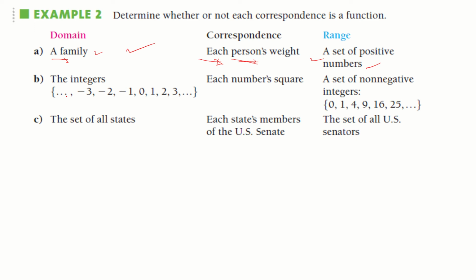The integers, and taking their square, is obviously defining non-negative integers. Right? So it is also defining a function. The set of all states, and each state's member of the US Senate, and the set of all US senators. So you see from all states, every state has a Senate member, and then we have the set of all US senators. So again, obviously you see that it is defining a function as well.